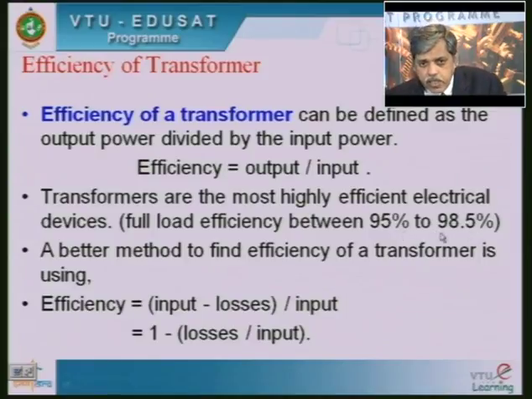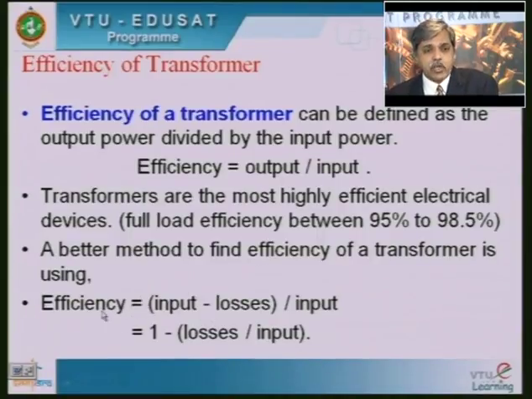The reason for this is that the losses in the transformer are only two, that is core loss and copper loss. There are no rotational losses, so the output of the transformer will be very close to the input, therefore I get a larger efficiency. Now a better method to find the efficiency of the transformer is using an equation like this: efficiency equals input minus losses, divided by input. I can just measure the losses in the transformer by conducting some suitable tests, and for a given rating of the transformer I will have the efficiency given by this equation.